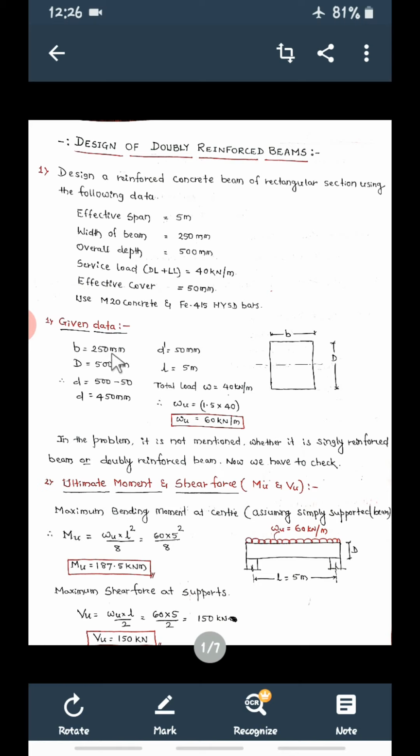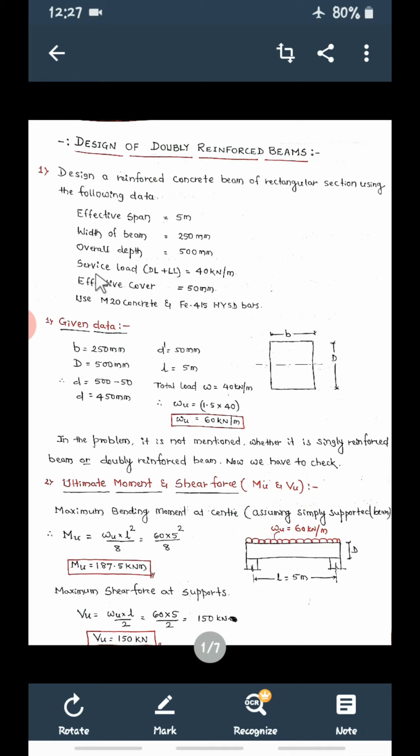Write down the given data: width of the beam 250 mm, overall depth of the beam is 500 mm, then effective depth is overall depth minus effective cover. The effective cover is given as 50 mm on both sides, at top and at the bottom. So the effective depth small d is equal to 500 minus 50, that is 450 mm. D dash is 50 mm, that is from the top to the center of the compression reinforcement. Effective span or length of the beam is 5 meter. Then the total load small w, in the form of UDL, is 40 kilonewton per meter.